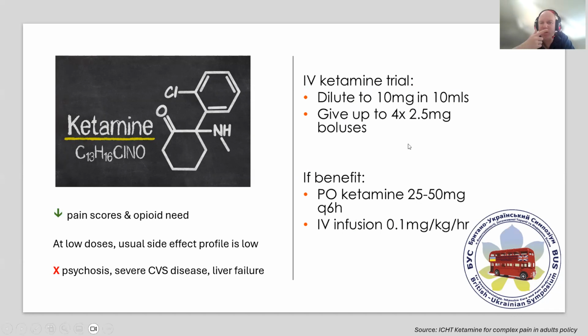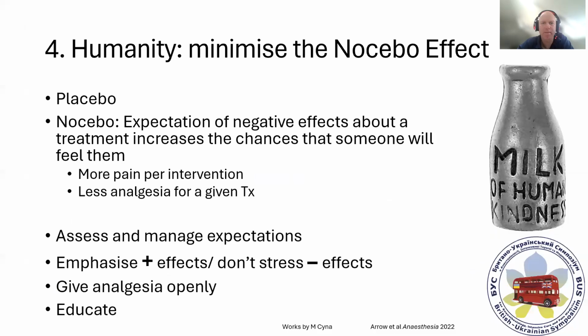where we give either 1 or 2.5 milligram bolus, separated by up to 5 minutes each. If the patient has a nice response, then we'll start them on oral ketamine 25 to 50 milligrams, either 3 to 4 times daily, or an IV infusion if they're not absorbing. And that's really nice in reducing the need for a PCA with minimal side effects at these low doses, and it can be useful as an adjunct to wean patients off higher doses of opioids.